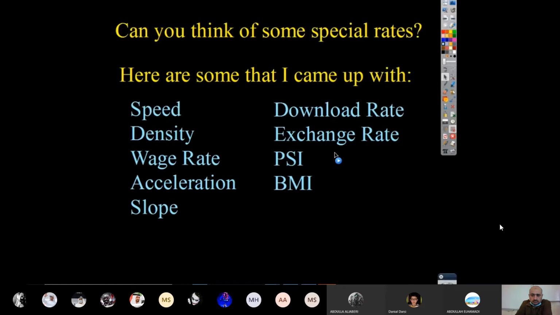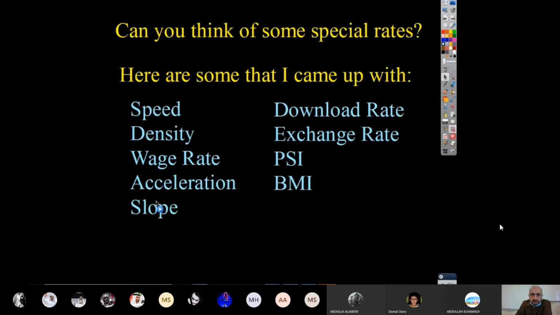Okay, so the amount of speed you increase or decrease per second. Slope typically talks about elevation, like how high something rises compared to how far over it is, and this is a big one we'll talk about later. Okay, your download rate, maybe how fast something downloads, the number of megabytes or gigabytes something does per second or per minute. An exchange rate is something we talk about.